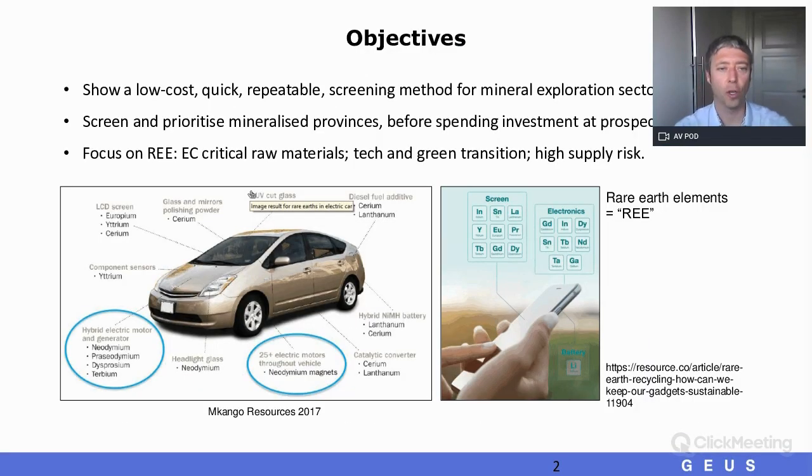So I would like to show you a low-cost, quick, repeatable screening method for the mineral exploration sector to screen and prioritize mineralized provinces before spending the investors' money at the much smaller prospect scales. I'm going to focus on rare earth elements because the European Commission has designated them as critical raw materials. They're essential for Europe's technological and green transition, and yet they have a high supply risk.